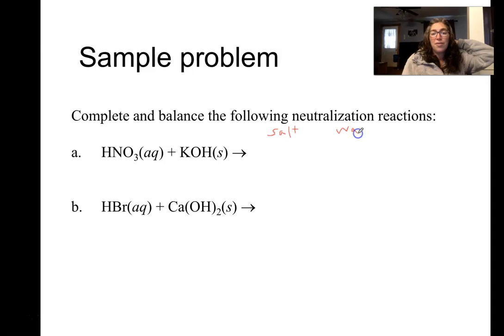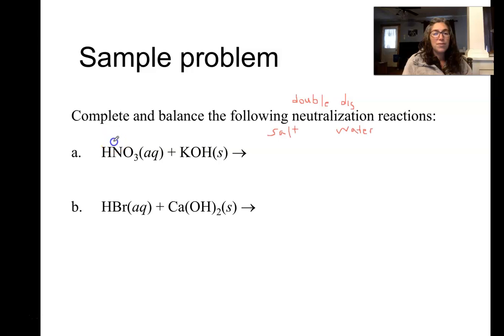So the other thing that we know about neutralization reactions is that they are double displacement reactions. So what we're doing is we're just swapping partners. We're taking the cations and swapping them. So double displacement, I'm just going to write double dis. Okay, so in this problem, we've got HNO3, which is nitric acid, and KOH, which is potassium hydroxide.